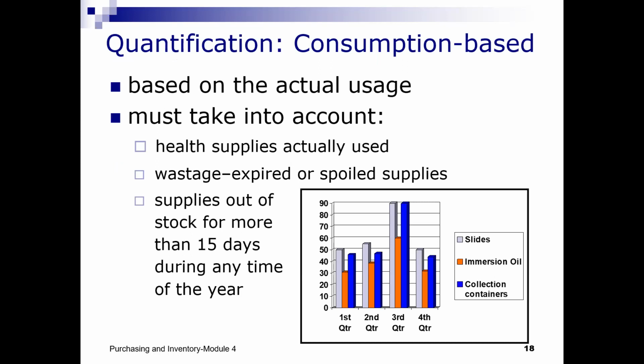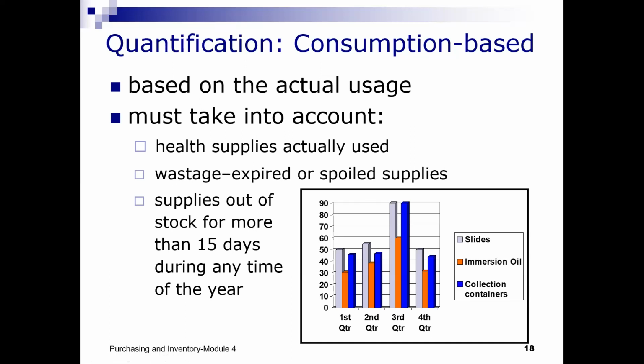So as I mentioned, consumption-based is based on what you're actually using. So what you're actually using is not just what you're using on the testing, it's what you're using on the testing plus what you're wasting. And what you're wasting could be expired or spoiled due to incorrect transport or storage, for example. But that's sort of a measure of you having too many supplies, but you also want to know if you're in a situation where you're having too little supply because you're out of stock for more than a couple of weeks at any time in a given year.